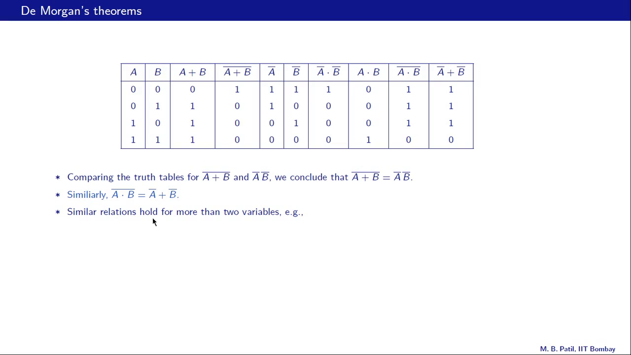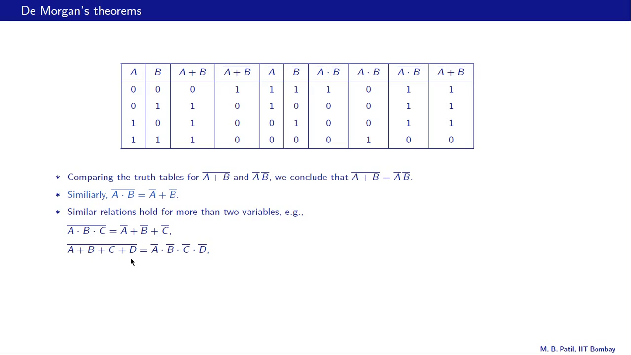Similar relations hold for more than two variables also. For example, this theorem can be extended to this one for three variables. So (A + B + C) whole bar is A bar times B bar times C bar. Similarly, this theorem can be extended to more than two variables.